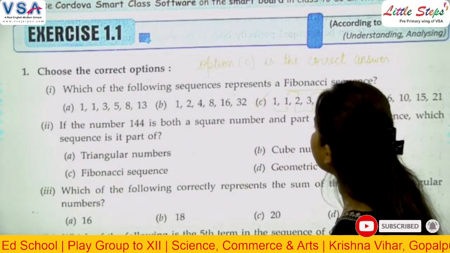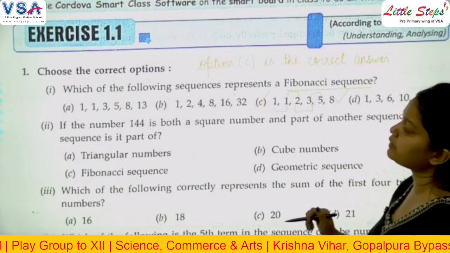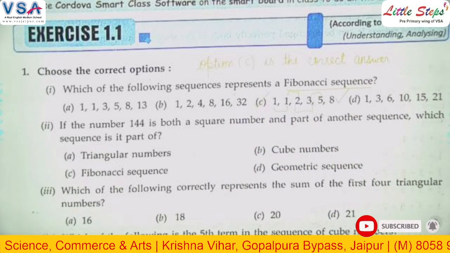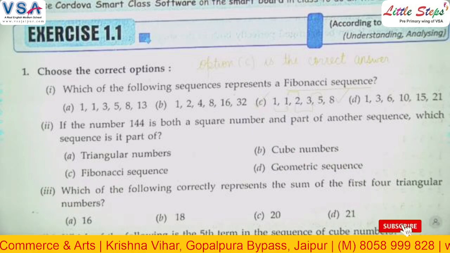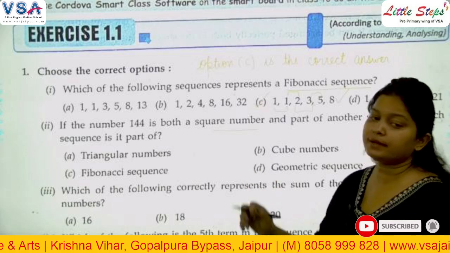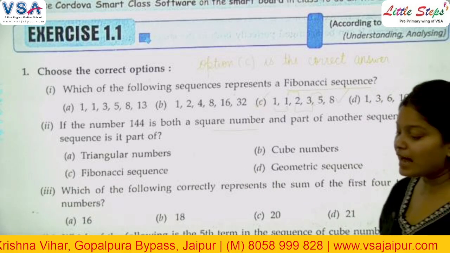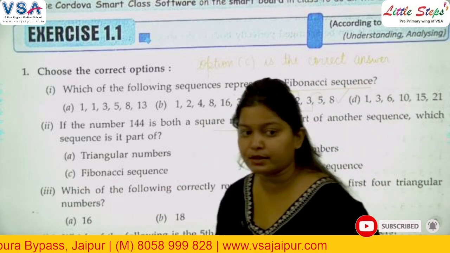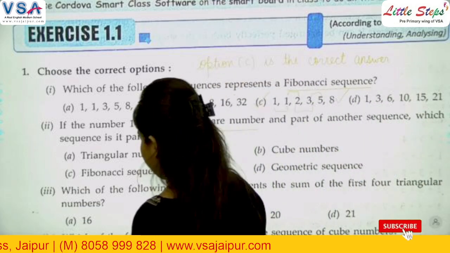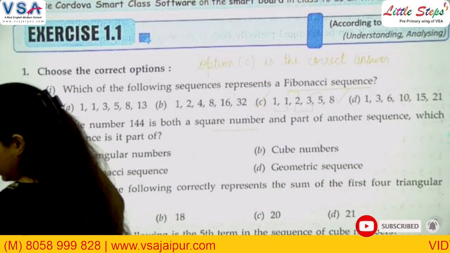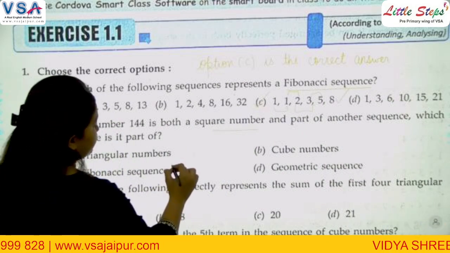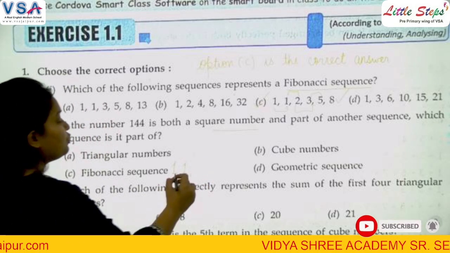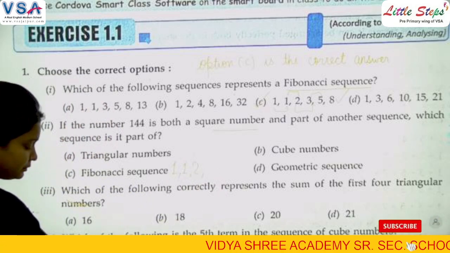Second part. If the number 144 is both a square number and a part of another sequence, which sequence is it a part of? The question is saying that 144 is a square number and also a part of another sequence, what is it? So we have to find out the sequence. As I know this is the Fibonacci sequence, we have to calculate the sequence using numbers. I am writing 1. Then we have 1. Adding 1 and 1, what do we have? 2. Then 2 and 1, 3.